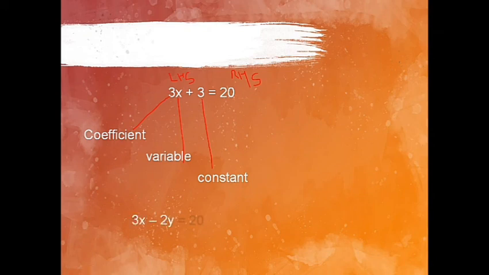So here if we take another example, that is 3x minus 2y equals 20, then here 3 is a coefficient, and 2 is also a coefficient because 2 and 3 both are numbers given with a variable. So we call 3 and 2 both coefficients, x is a variable, y is also a variable, and 20 is a constant. Okay, and here the total number of terms on the left is 2, and on the right hand side the number of terms is 1.